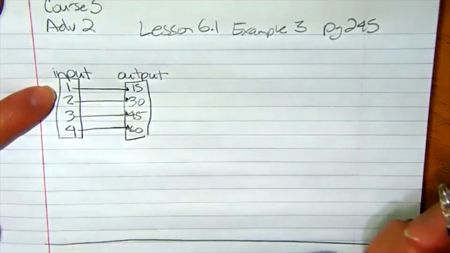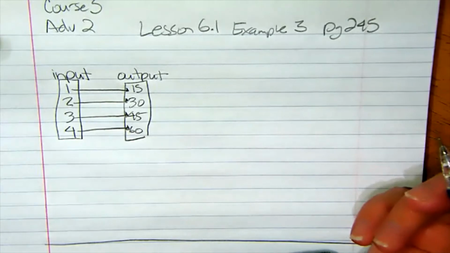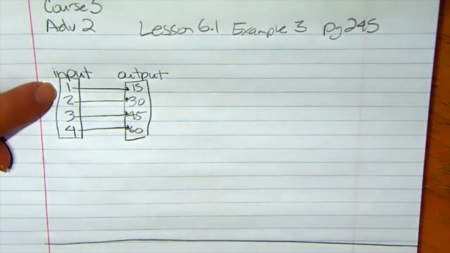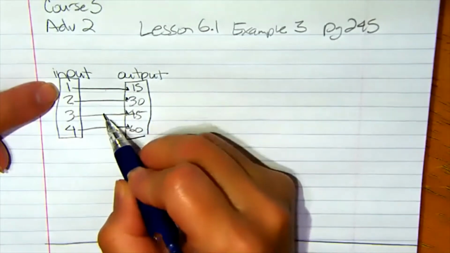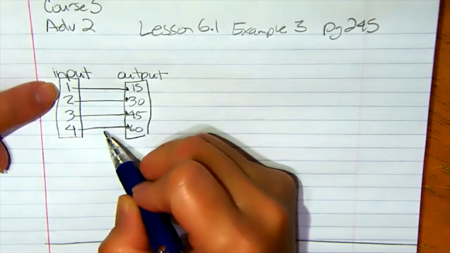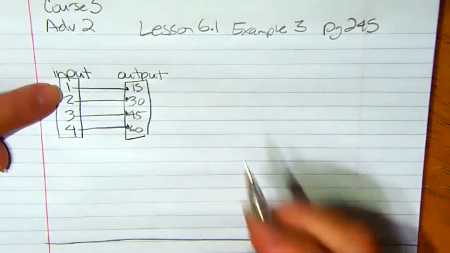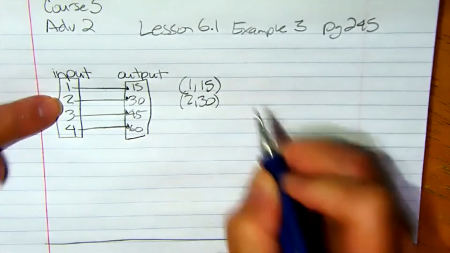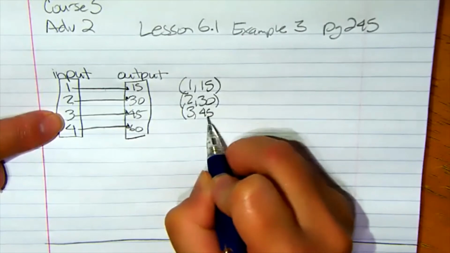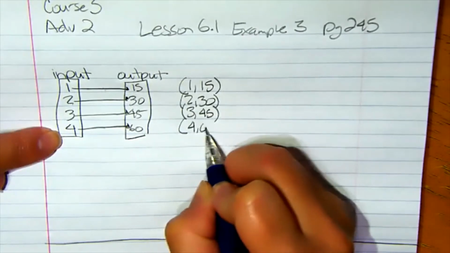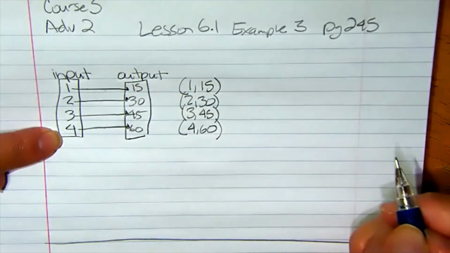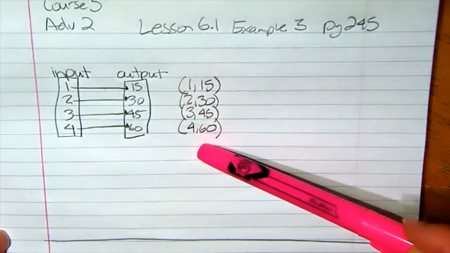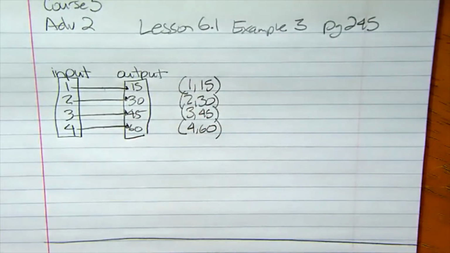Okay, so my first ordered pair. First of all, we want to know, is this a function? So the first thing we're going to do is list our ordered pairs. We're going to have 4 ordered pairs. We have 4 arrows, 4 ordered pairs. So (1, 15), (2, 30), (3, 45), and (4, 60). So this is what we did on Monday. We created ordered pairs from a mapping diagram.